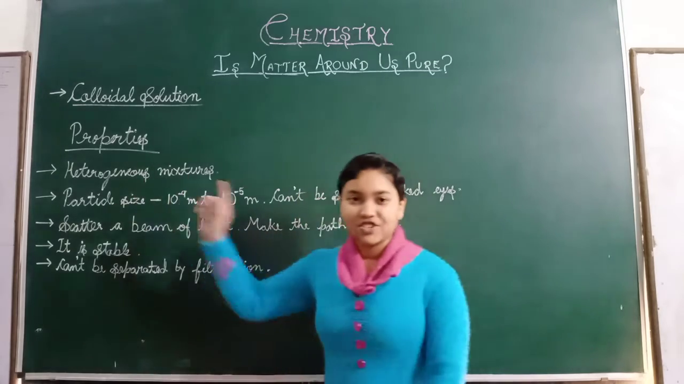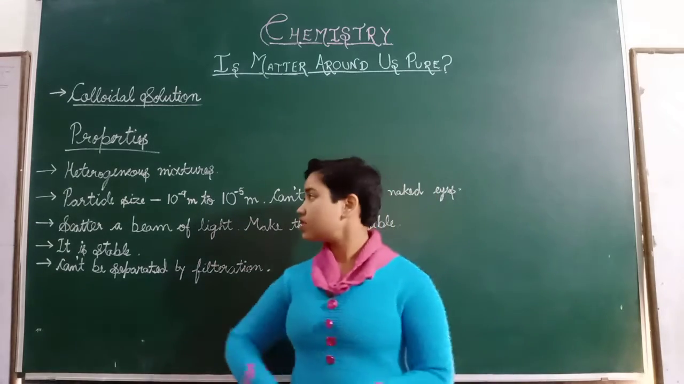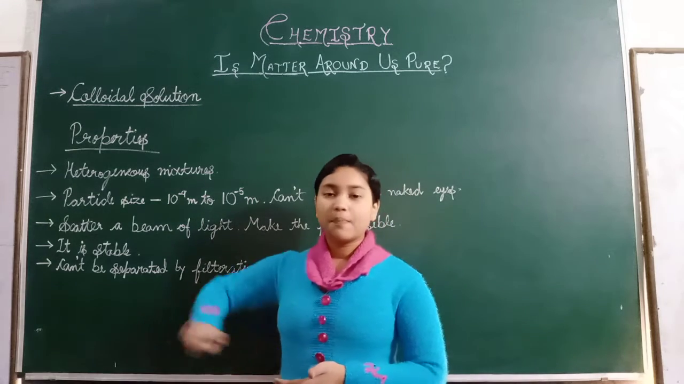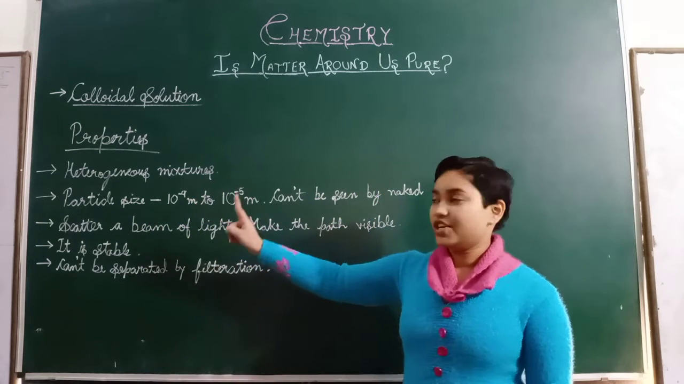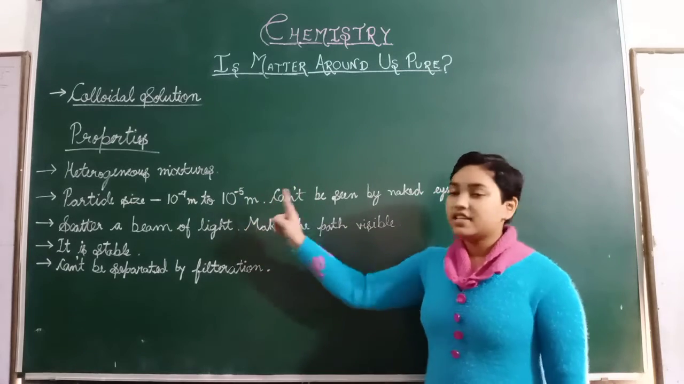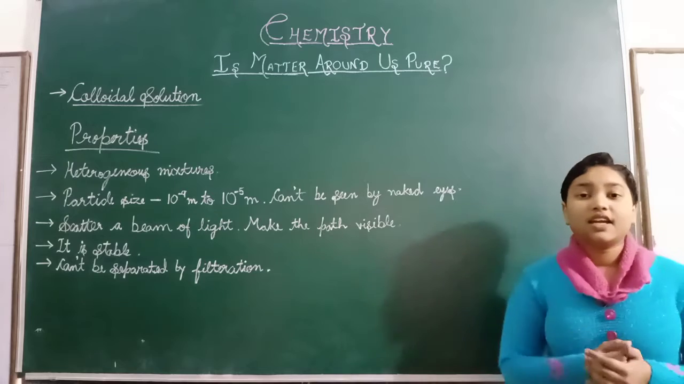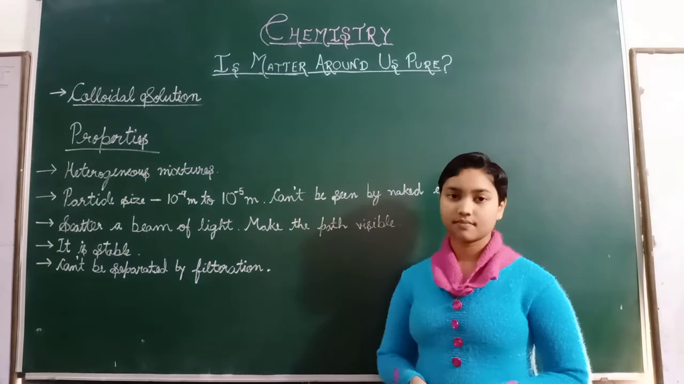So heterogeneous mixtures, the same. These come under the category of heterogeneous mixture. So these are heterogeneous mixtures, and the particle size is 10 to the power minus 9 meter to 10 to the power minus 5 meter. It means they cannot be seen by naked eyes because it is very small.